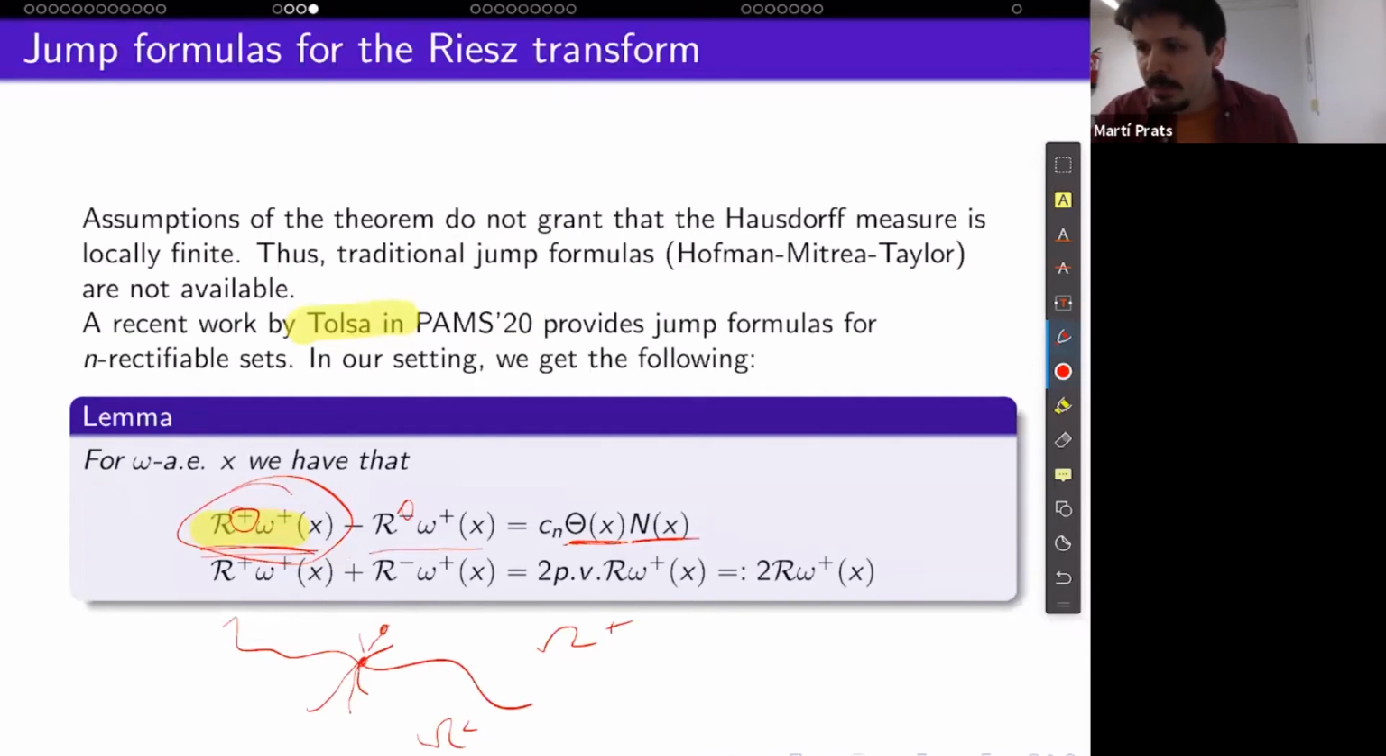This is the difference. And what about the sum? Then the sum is the principal value of the Riesz transform. When we write this, in the case of X belonging to the boundary, we refer to the principal value. So quite similar to the usual jump formulas, but this idea here is quite nice.